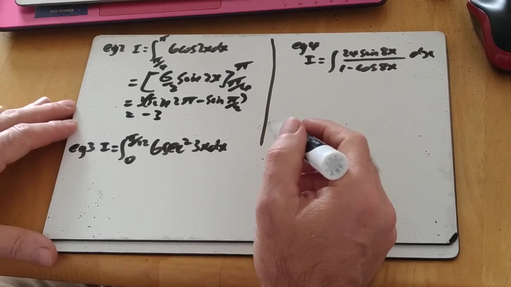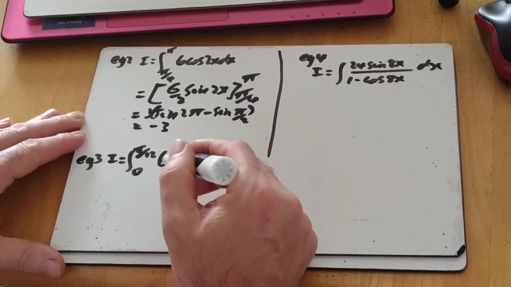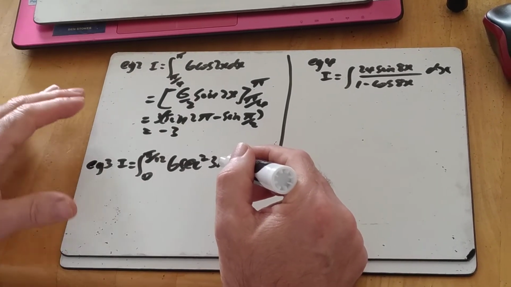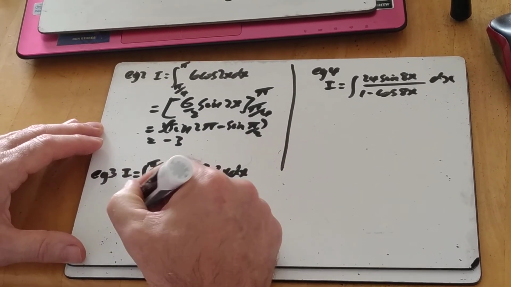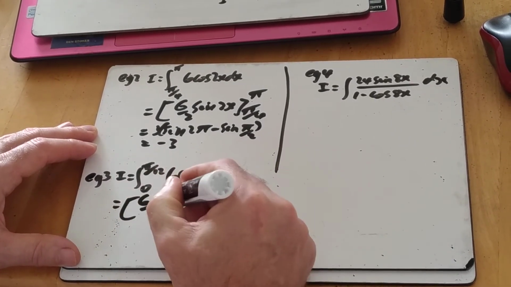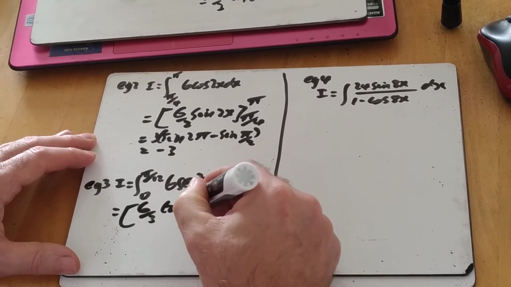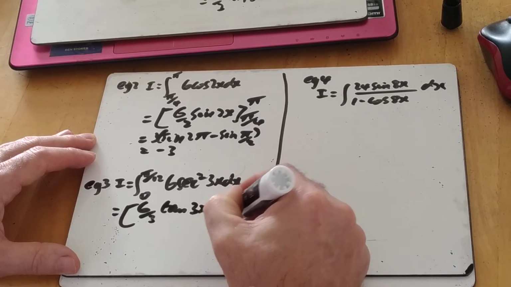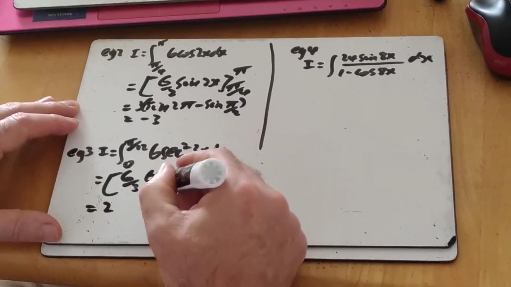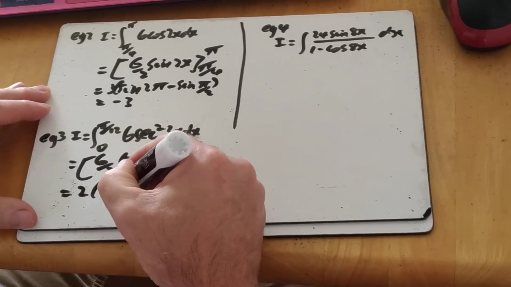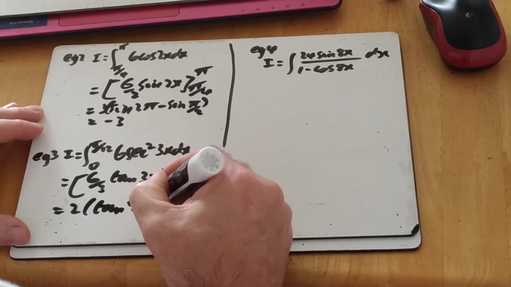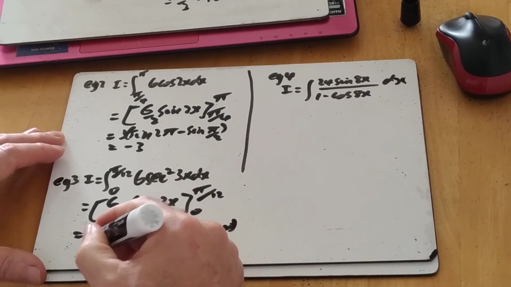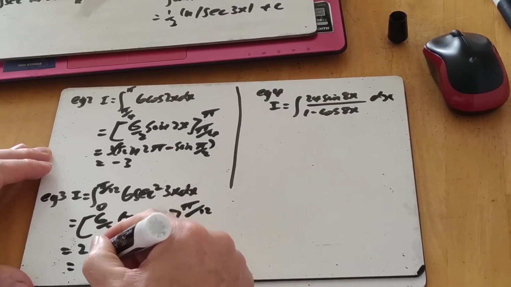3. Third example here, the integral between 0 and pi over 12 of 6 sec squared 3x. We've got before that the integral of sec squared involves tan. So I've got 6 divided by the 3 because of 3x, tan 3x between 0 and pi over 12, getting things right this time. 6 over 3, 2, and then bracket tan 3 pi over 12, which is pi over 4, minus tan 0. And tan pi over 4 is 1, so it equals 2.